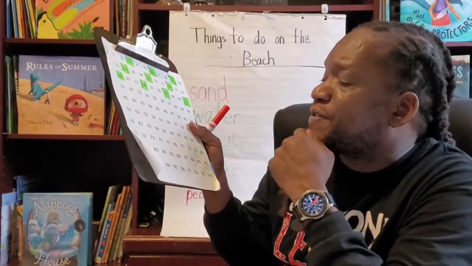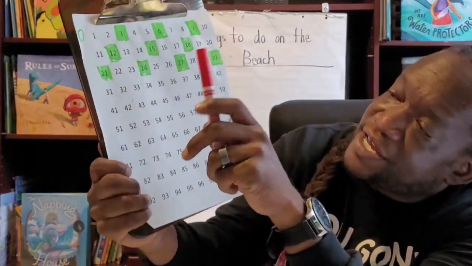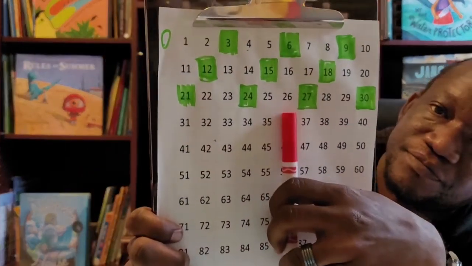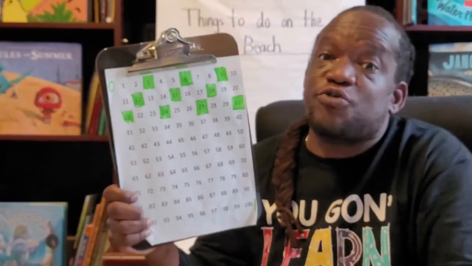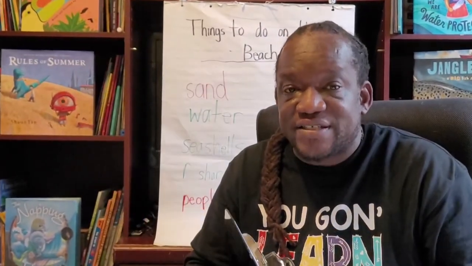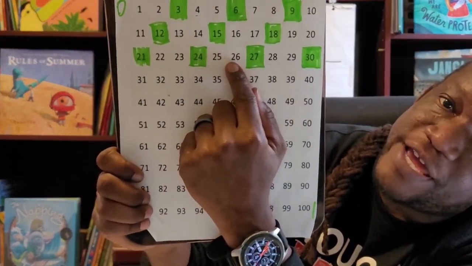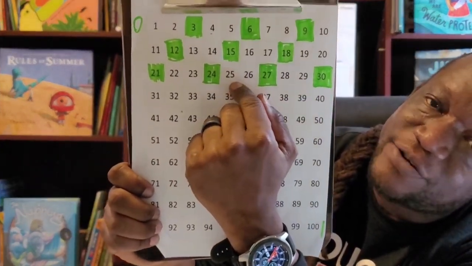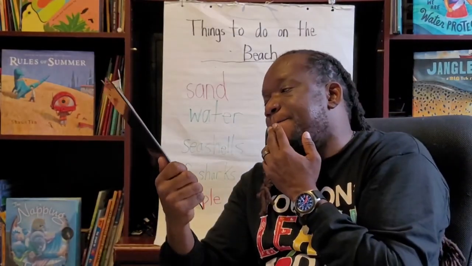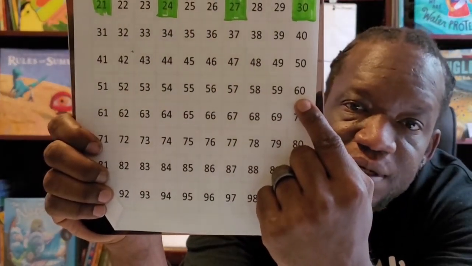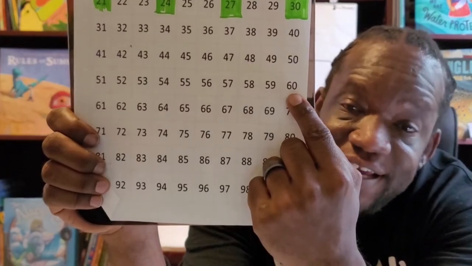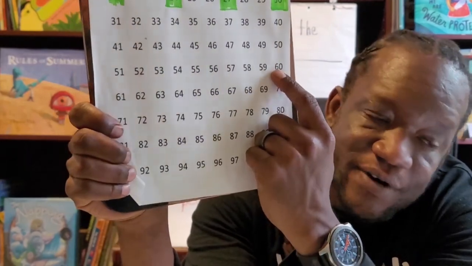I have a question. Sometimes I get confused on my numbers. Can anybody tell me what number is this right here? 26. What two digits make up 26? A 2 and a 6, right? What number is this right here? 60. What two digits make up 60? A 6 and a 0.